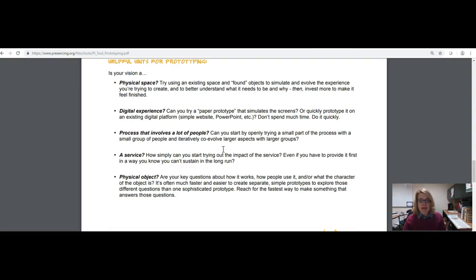Don't spend too much time. This is quick. This is play. You get in there, you try it, and you propose it to your audience, which is going to be us on Saturday, and we're going to have some great opportunity for feedback.